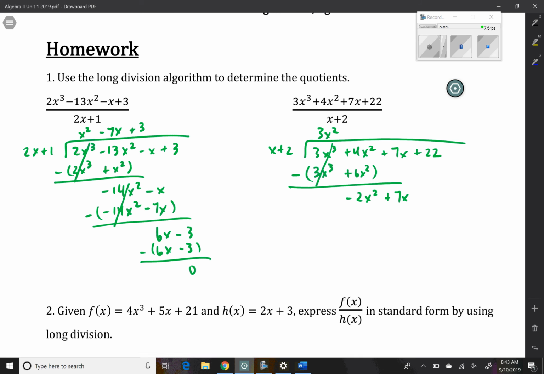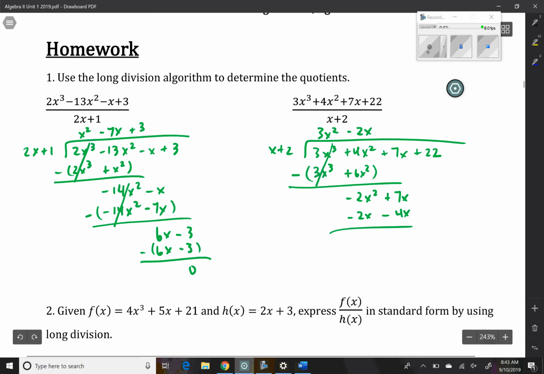To make negative 2, I got to put in negative 2x. There you go. Got negative 4x. Again, remember, it's subtraction. These cancel. 7 minus negative 4, well, that's a plus, making it 11. 2 comes down, 11 and 22, those match. So when I subtract them, we get no remainder, which is what we want.